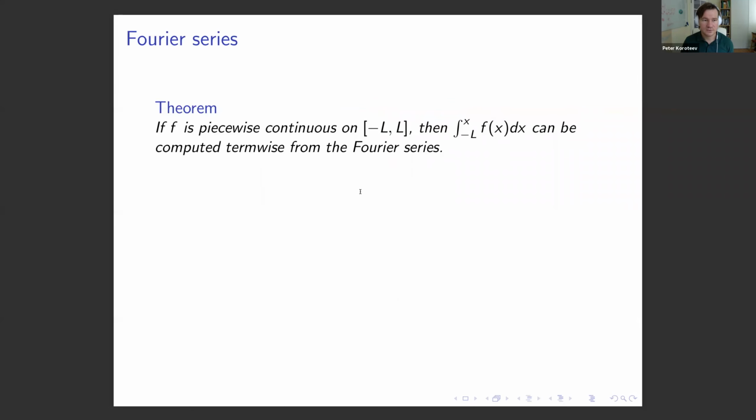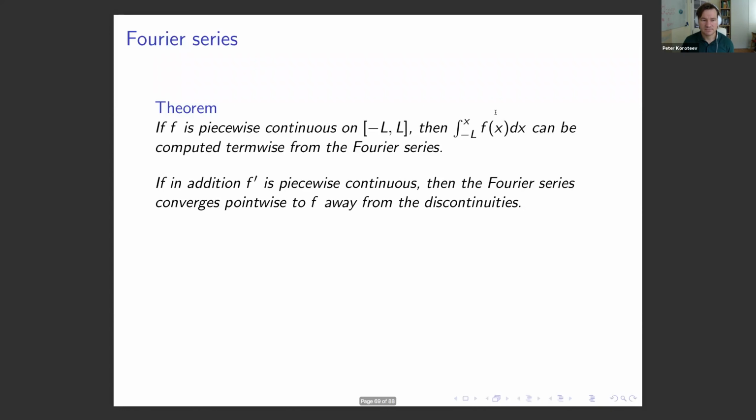And here's the theorem, which we're not going to prove, but I'm going to state it. If f is piecewise continuous on negative L to L, then the integral from negative L to any value x between negative L and L can be computed term-wise from the Fourier series. If in addition, the derivative is piecewise continuous, then the Fourier series converges pointwise to the function everywhere away from the discontinuities.